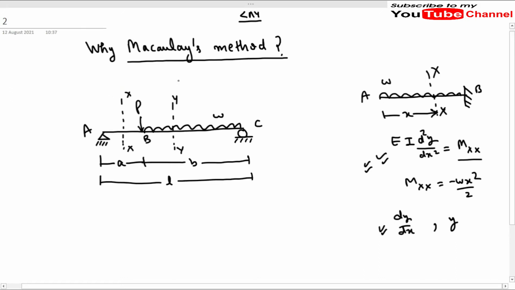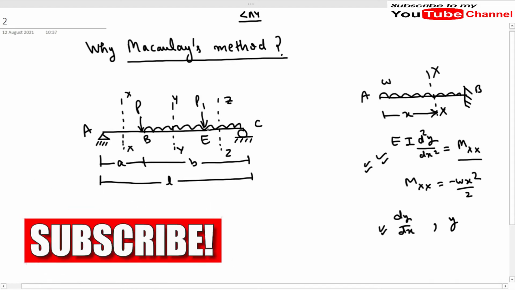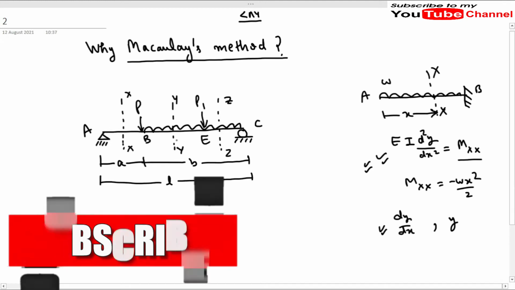Now if there is another point load, let us say that there is a point load here, P1, then we have to take another section here. Let us name this section ZZ, because this point load will make this UDL loading, and in this BC segment there will be a discontinuity at this point P1 because of this point load. Let us name this point E. So there will be discontinuity at E because of this point load in the span BC also.